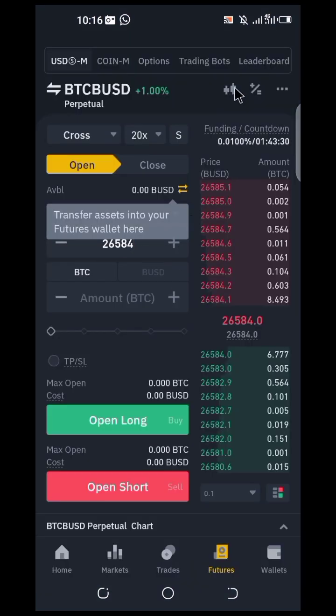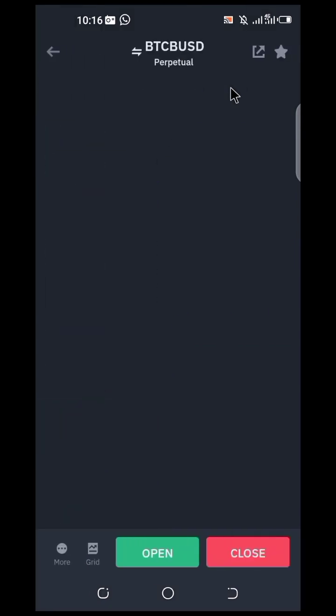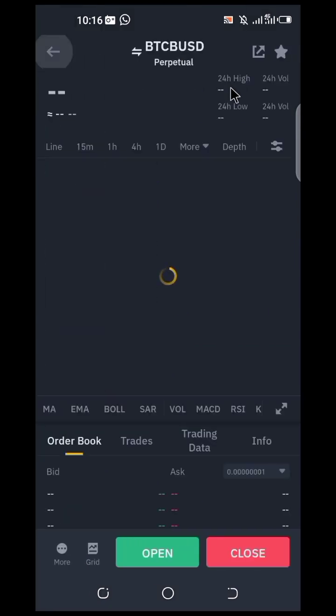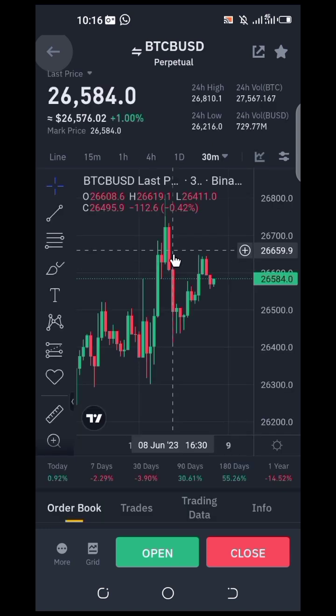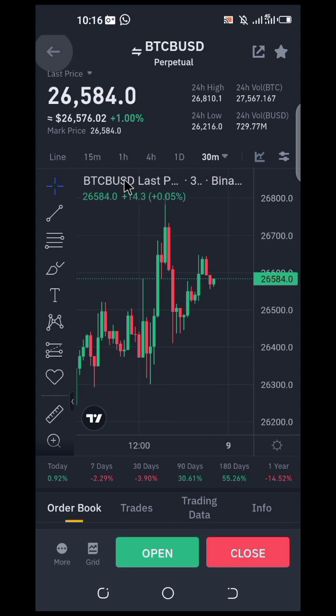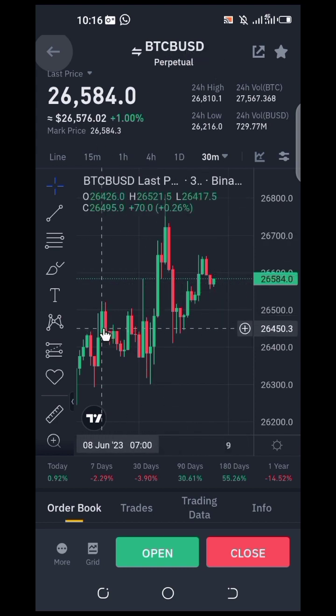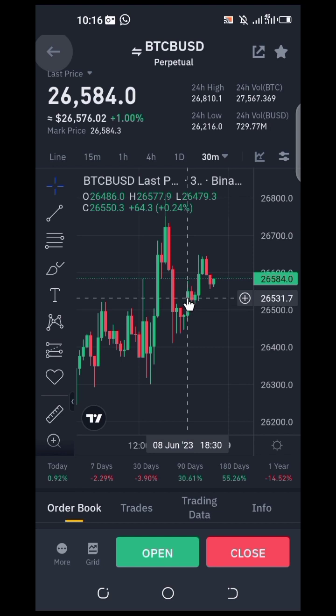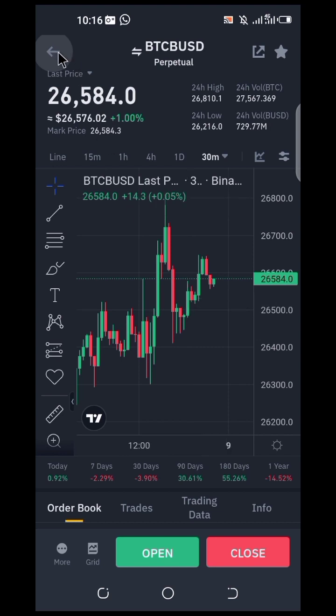So the next thing we have here is the chart. Okay, so this is the chart, and this chart shows you the chart for the particular pair you are trading. So if you click on it, it will take you to the next page where it will show you the chart for the particular pair you are trading. So this one, I am trading BTC BUSD. So this is the chart. So this is where you can actually do your technical analysis and everything, okay, before you now move into the market to trade.